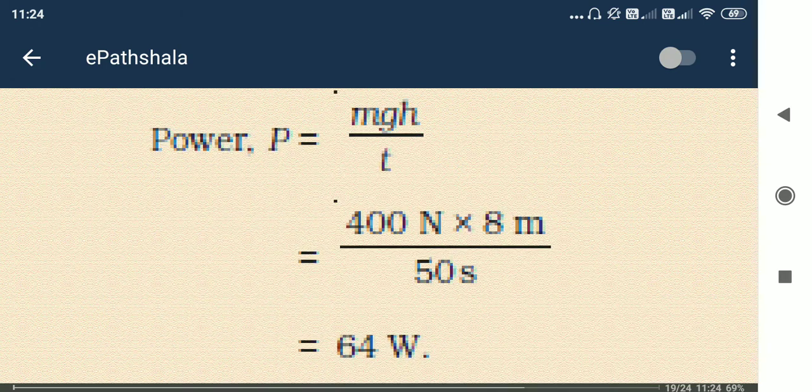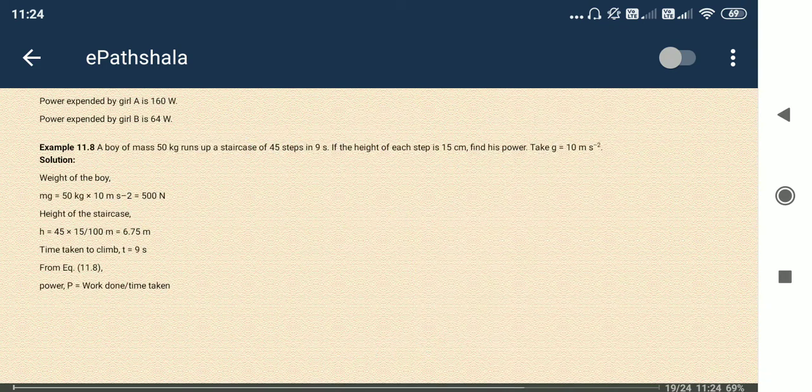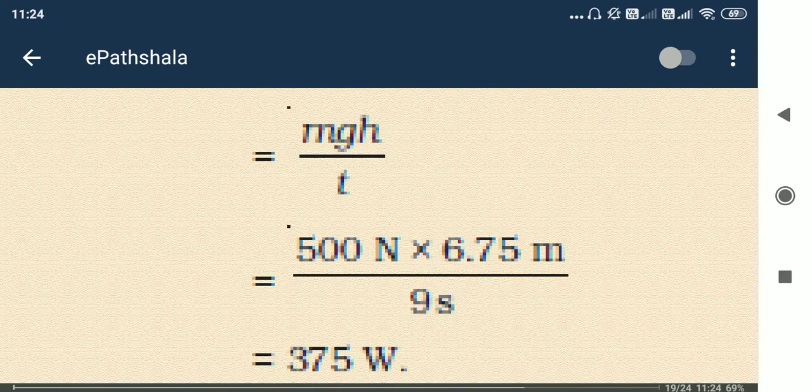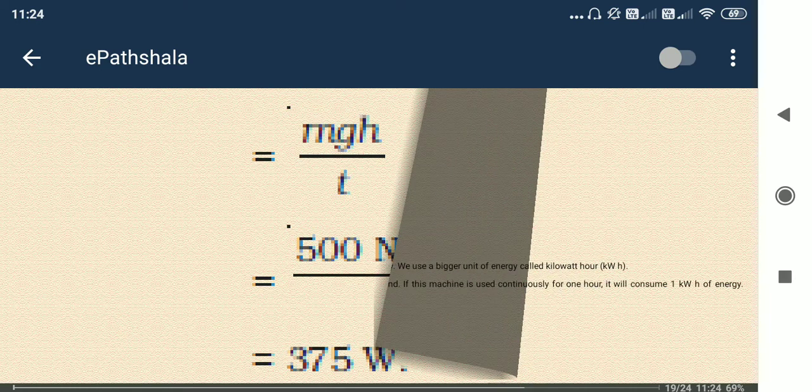Here power is denoted as mgh by t, meaning the work done is mgh, the potential energy gained in time t, so we can write power as mgh by t.